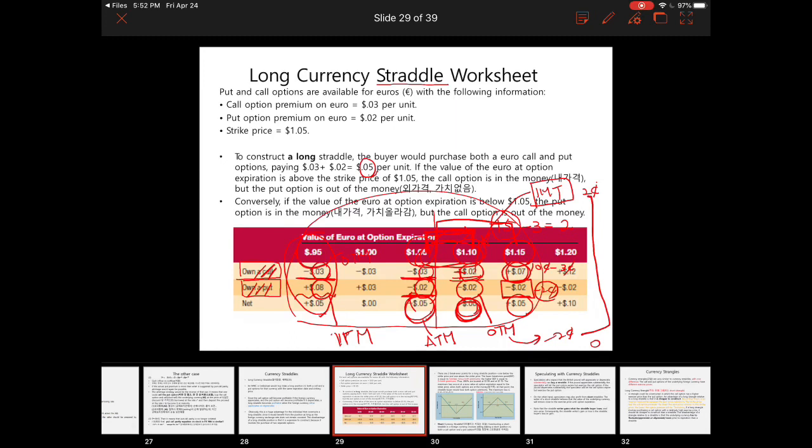The current spot price and the gap from that to the exercise price will become how much? 10 cents, right? 10 cents. And you need to consider the premium you paid, which is 2 cents, minus 2 cents. So you will earn plus 8 cents. And considering the 3 cents you paid for the call, you end up having 5 cents net gain.